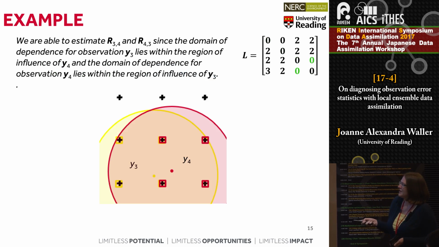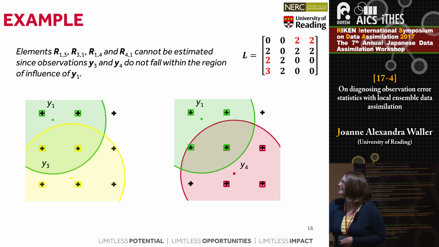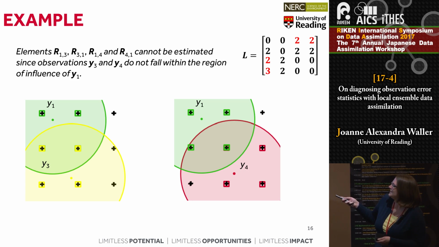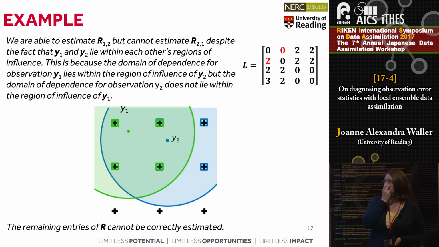Now we can estimate 3,4 and 4,3. They might be the wrong way around, because the region of influence covers each other's domain of dependence. But then we can't estimate these two and these two. But there's a bit of a quirk with this. The way this diagnostic works is that you get this asymmetry.